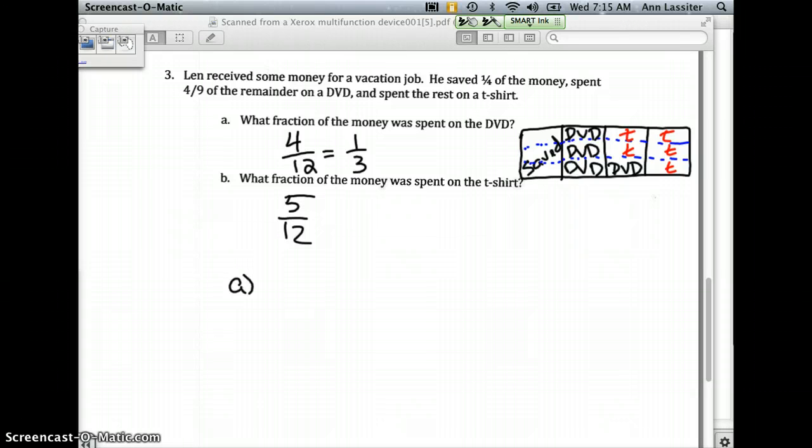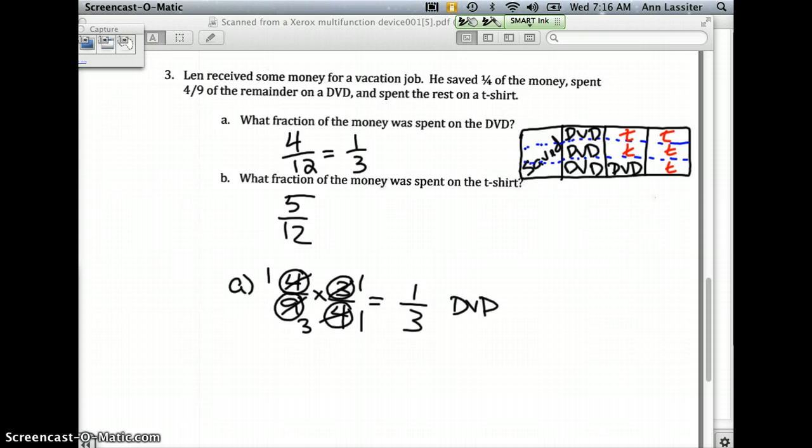I'm going to show you how to do the same problem with fraction multiplication. It says, what fraction of the money was spent on the DVD? Well, he saved 1/4, so that meant he spent 3/4. So he spent 4/9 of the 3/4 that he had on a DVD. If I multiply those out, I will see first of all that the 4s are both divisible by 4, so I get a 1. And the 3 and the 9 are both divisible by 3, so I get a 1/3. So I end up with 1/3 of his money was spent on a DVD.